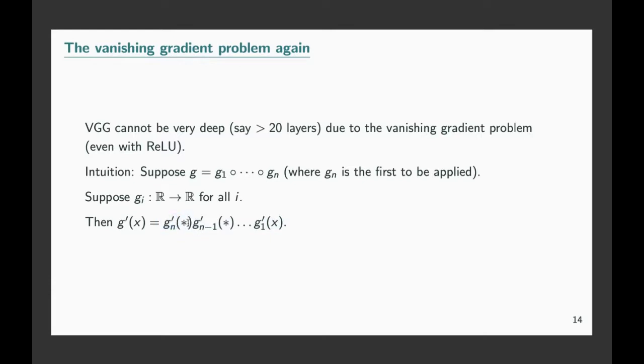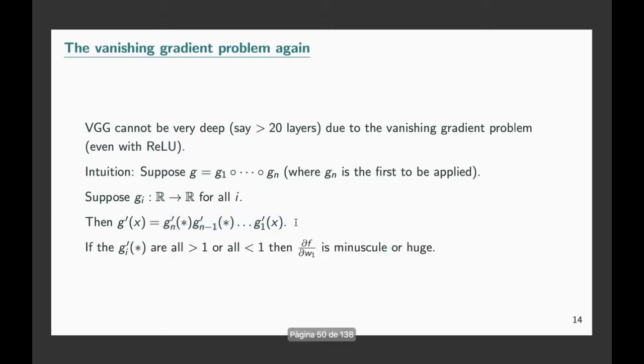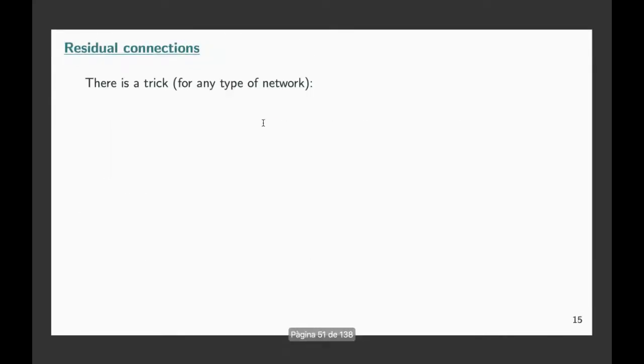It doesn't really matter where the points are in here. What matters is that you get a product of n numbers, and if all of them are bigger than 1 or smaller than 1, then this thing here, this should be G prime, is very small or huge. And something similar happens with neural networks. That's the vanishing gradient problem. We saw that using ReLU activations helps mitigate it, but still this argument works even if there are ReLU activations. So the vanishing problem can still arise even with ReLUs.